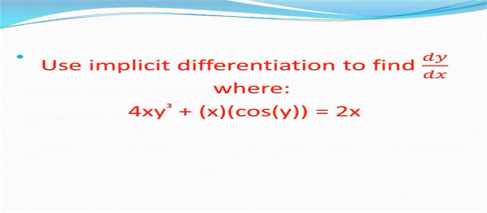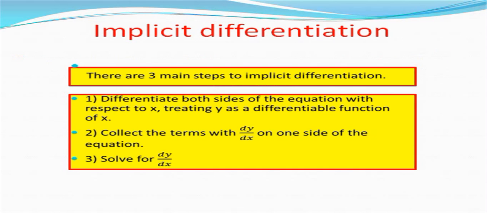Okay, so our final question is an implicit differentiation question. Again, this looks very difficult, but if you are neat in your work and follow the simple steps, it's actually pretty easy. So the question says, use implicit differentiation to find dy/dx where 4xy cubed plus x by cos of y equals 2x. So the simple steps that I spoke of regarding implicit differentiation are as follows.